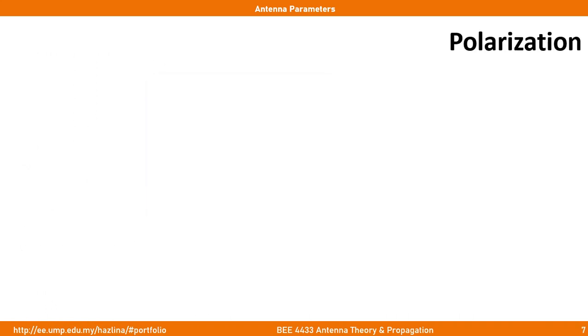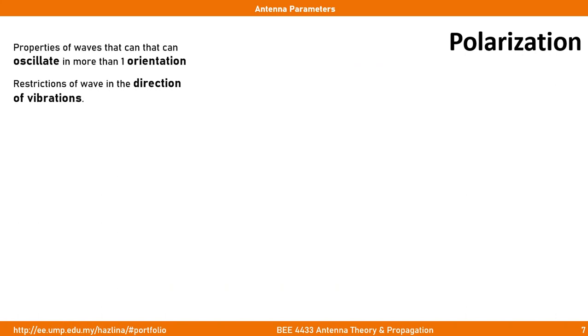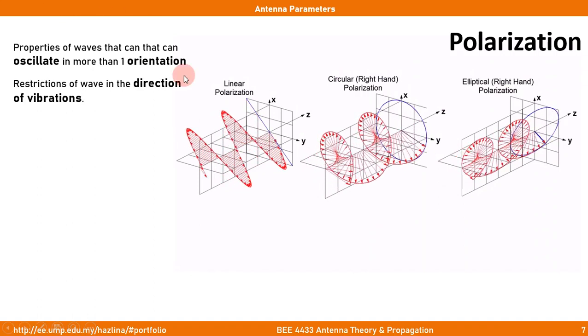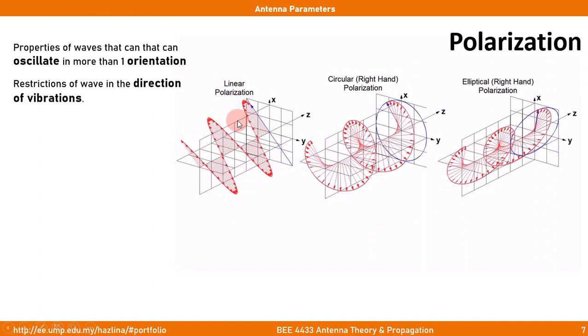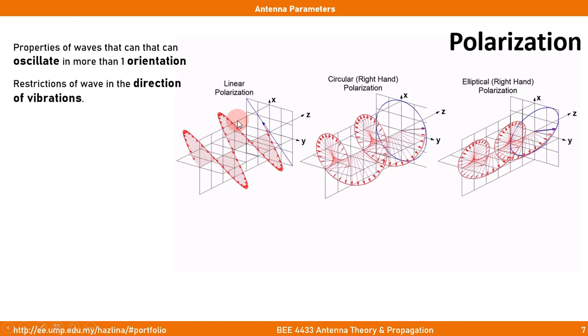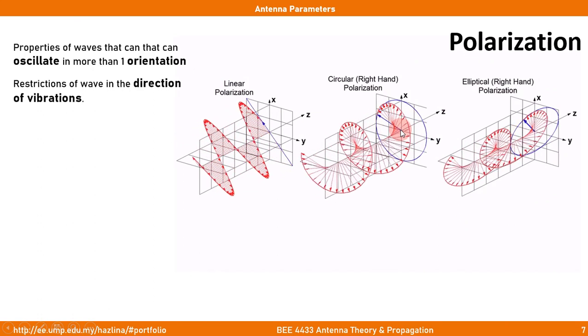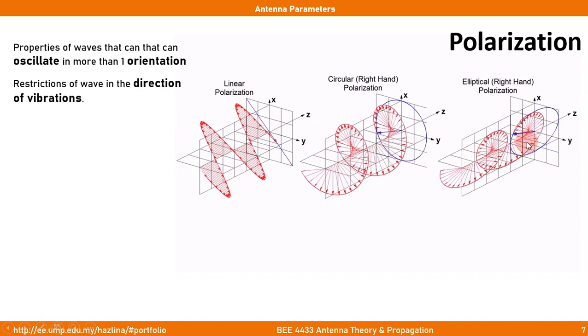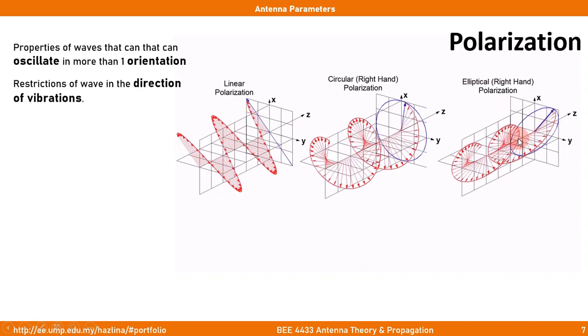Another parameter that is crucial in defining the performance of an antenna is polarization. Polarization describes the orientation of wave oscillation. There are three situations: linear polarization, which can come in vertical or horizontal; circular polarization, which can come in right-hand or left-hand circular polarity; and elliptical polarization, which can also come in right-hand and left-hand.